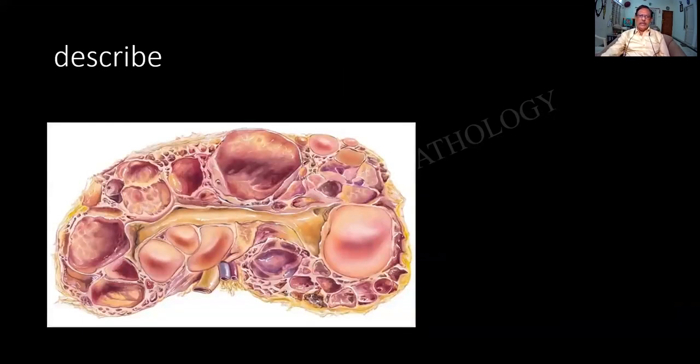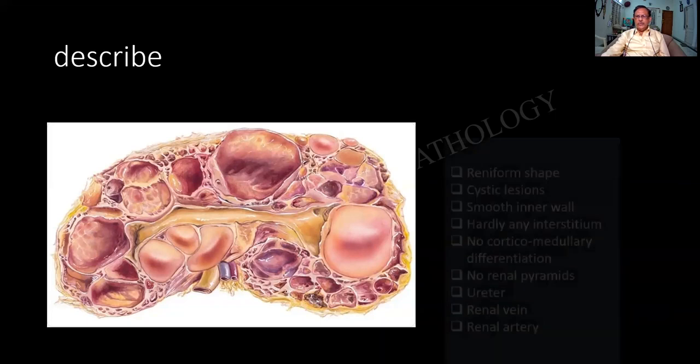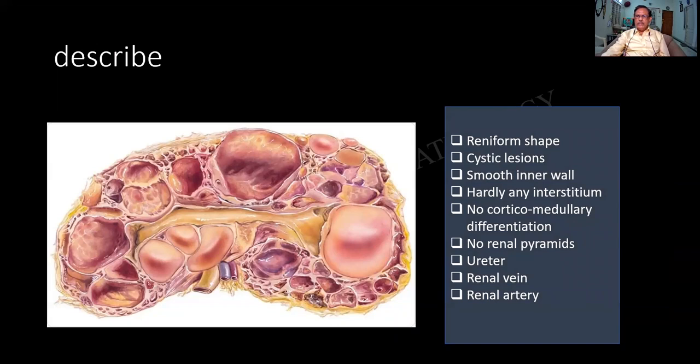Beautiful one. I would like you to again practice. What I would like very much is the reniform shape of it. Kidneys can be bean shaped, beans can be kidney shaped, etc. Multiple cystic spaces going up to the cortex and bulging into the exterior. And they have got a smooth lining over here. And the interstitium is kind of atrophic. These are the structures that I see. I find the ureter, the vein, and the artery. A beautiful diagram. Reniform in shape, cystic lesions, smooth inner wall, hardly any interstitium, no corticomedullary differentiation, no renal pyramids, ureter, vein, and artery could be made out.